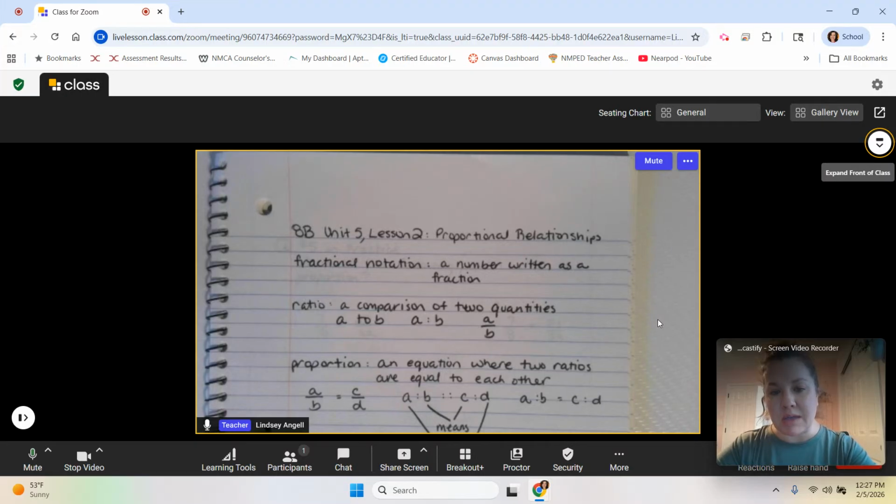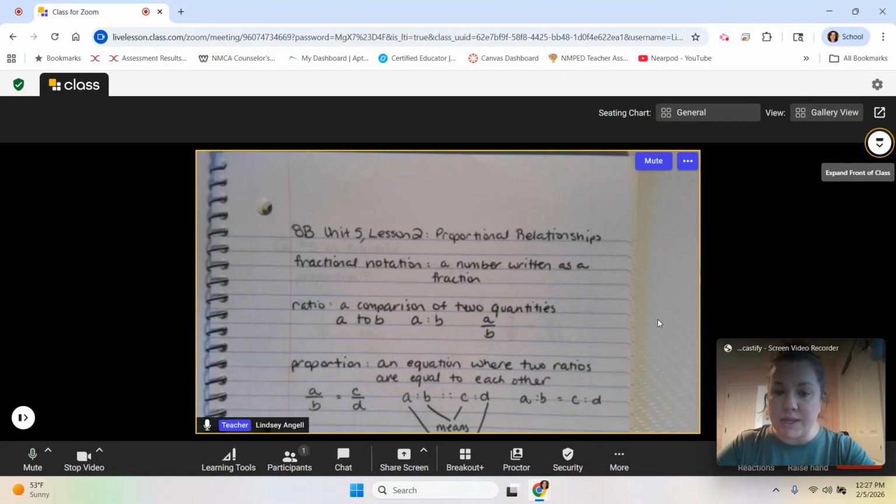So first off, let's talk about something called fractional notation. That is a number written as a fraction. Okay, so that's easy enough, right? 1/2, 2/5, those would be written in fractional notation.